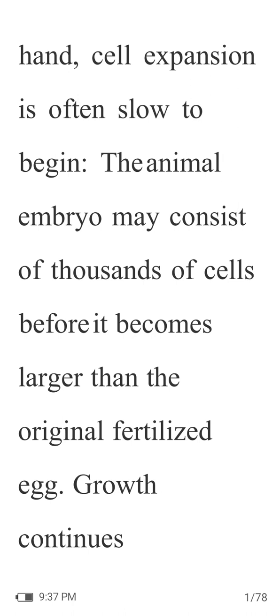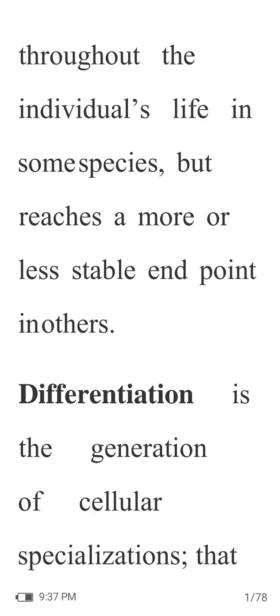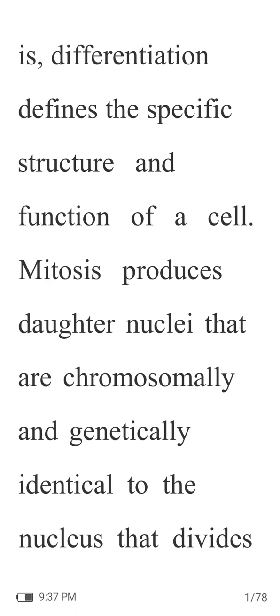The animal embryo may consist of thousands of cells before it becomes larger than the original fertilized egg. Growth continues throughout the individual's life in some species but reaches a more or less stable endpoint in others. So, differentiation is the generation of cellular specializations. That is, differentiation defines the specific structure and function of a cell.